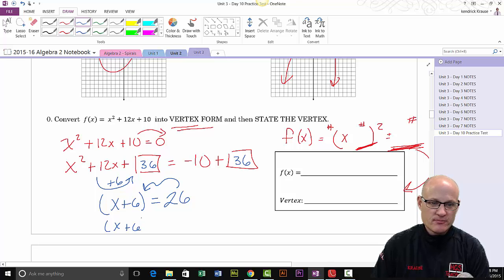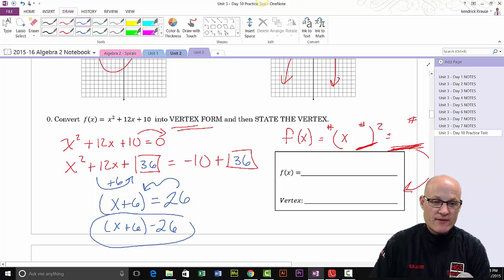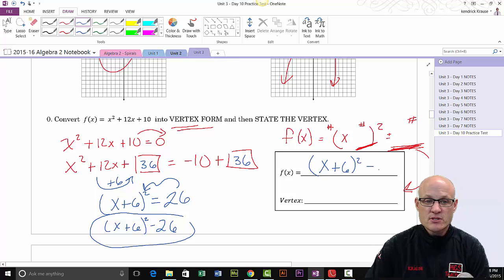Or whatever that was. And then bring that back over, and it becomes negative 26. So this... Oh, and I forgot to put the squared here. I apologize. This is in the form that I was looking for. So my function is f of x equals x plus 6 squared minus 26. What's my vertex? Well, it's right here. It's this and this. Remember, when it comes out of the parentheses, it gets a sign change. And when it's outside here, it's just whatever it is.